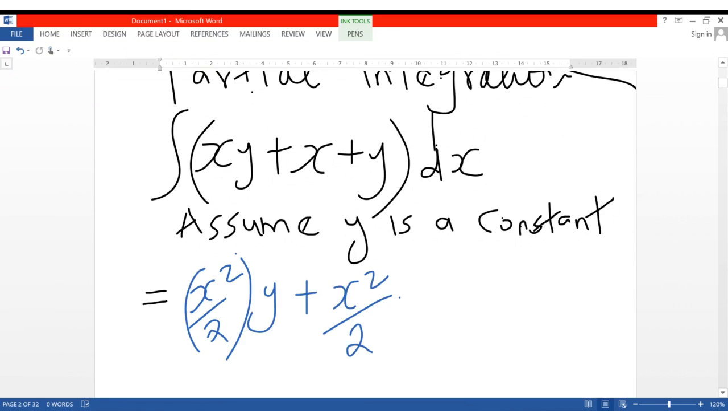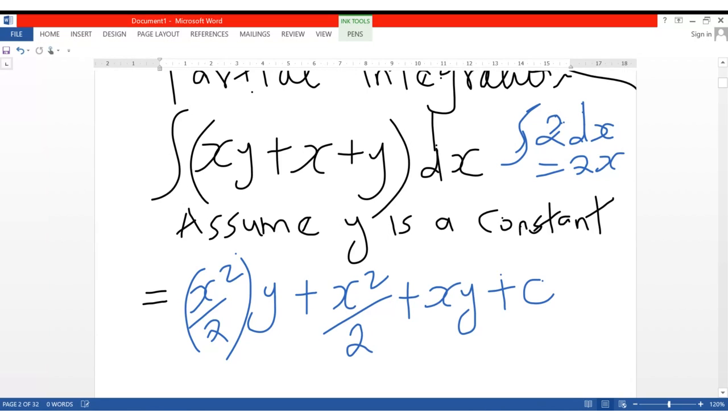And then again, we have here y. If y is a constant, when you integrate like 2 dx, you always get 2x. So when you integrate dx, you get x, so you get xy, and then plus a constant of integration.